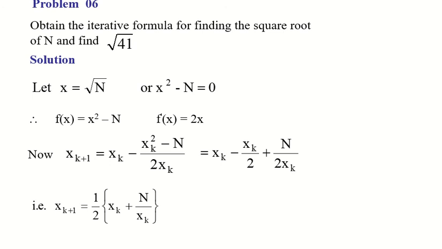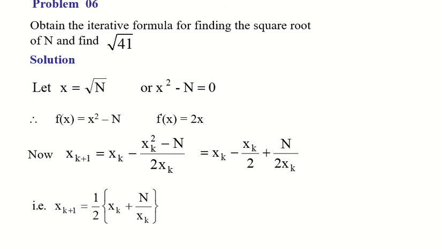Now this is your f of x. f of x is equal to x square minus n. So what is f dash of x? f dash of x is 2x. f of x is x square minus n, and f dash of x is 2x.